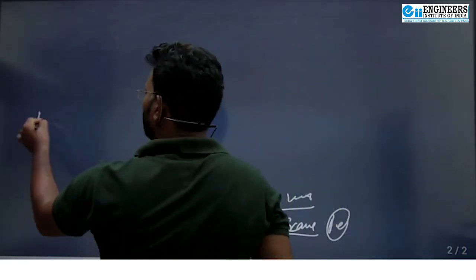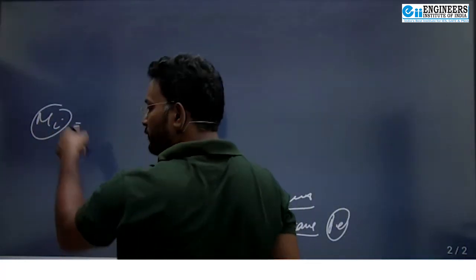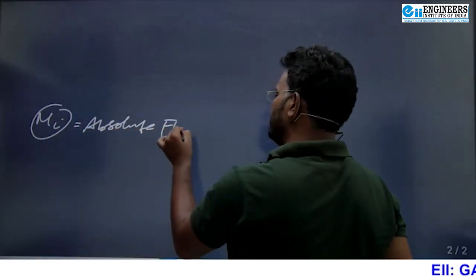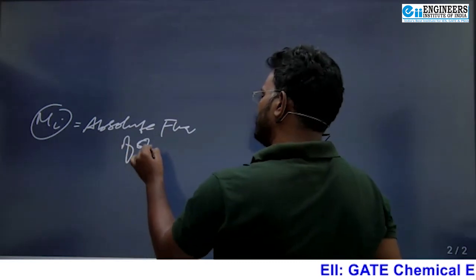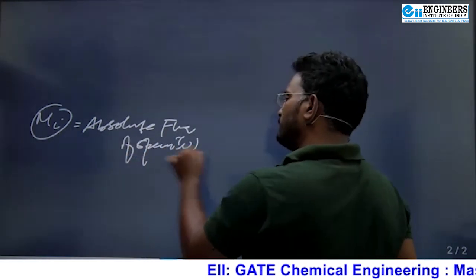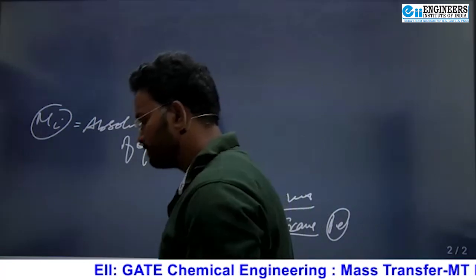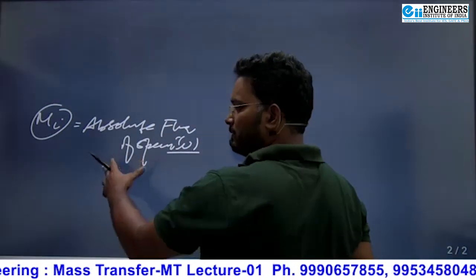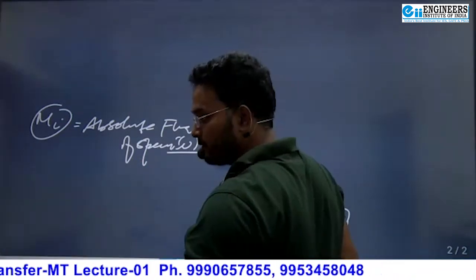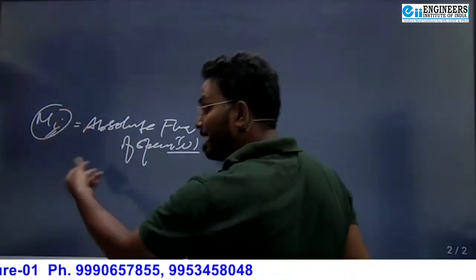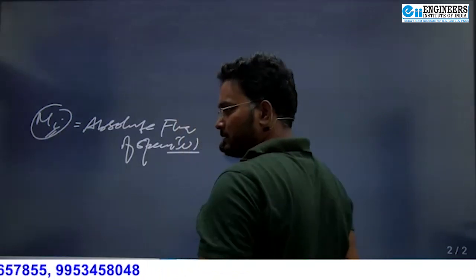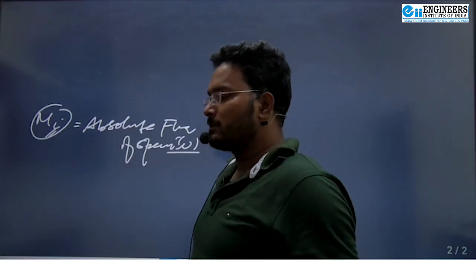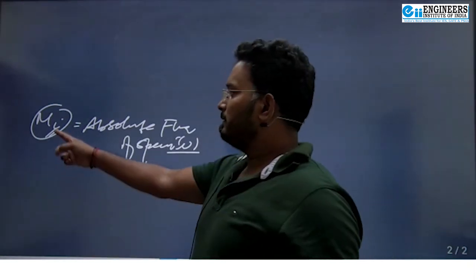Now, as I told you, Ni is also called the absolute flux of species I. Why absolute? Because it is observed when the observer is stationary, and in order to design mass transfer equipment, we should only know Ni, not Ji, because we are always more interested in the flux when the observer is stationary.